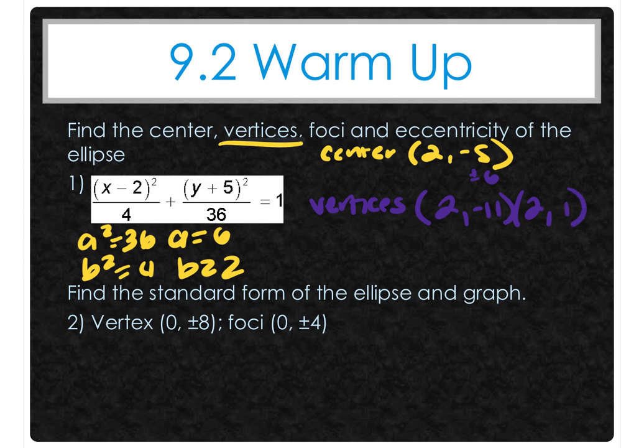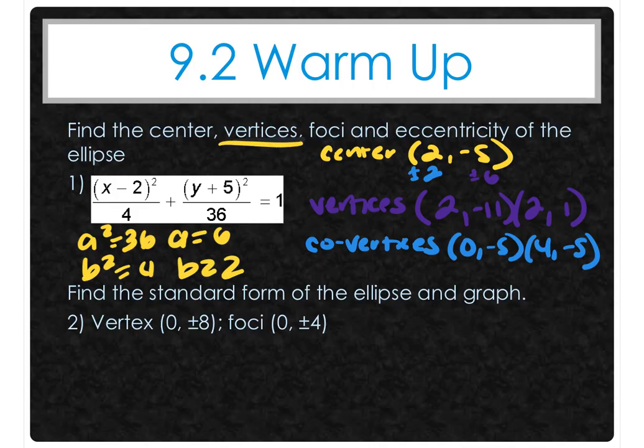Then your co-vertices, you go right and left. So I'd go right and left the 2, which means that my x is what's changing. And so if I go plus and minus 2 on this guy, I get 0, -5, and I get 4, -5. You could also do this on a graph. You could draw that on a graph to get those points.